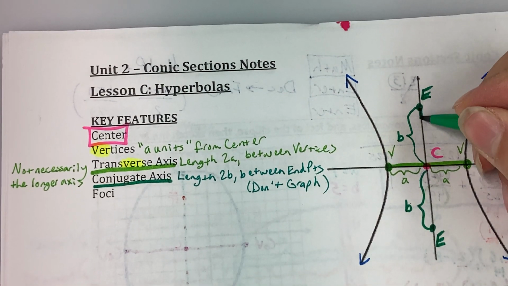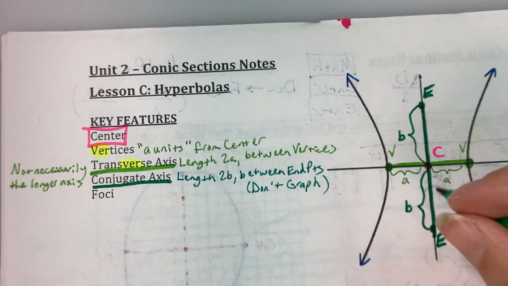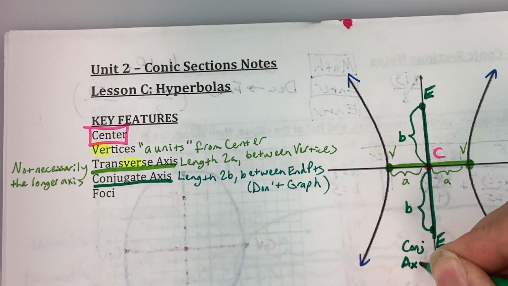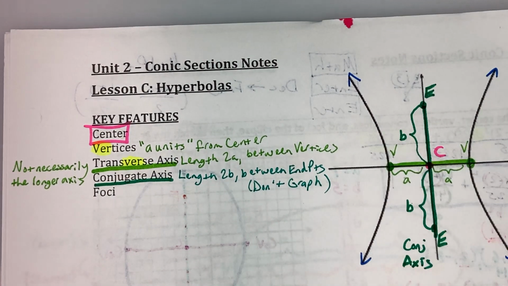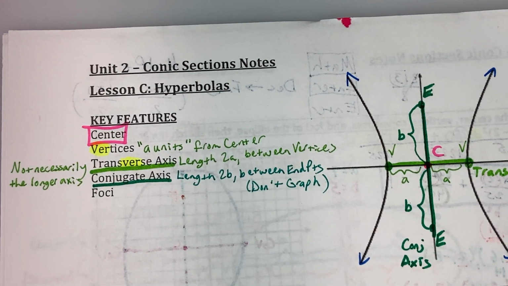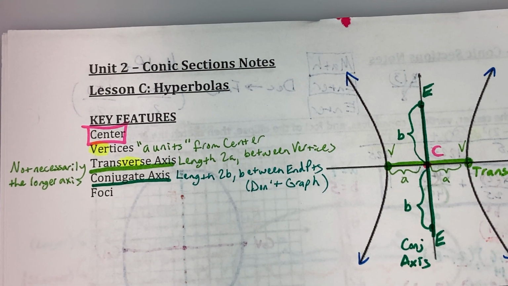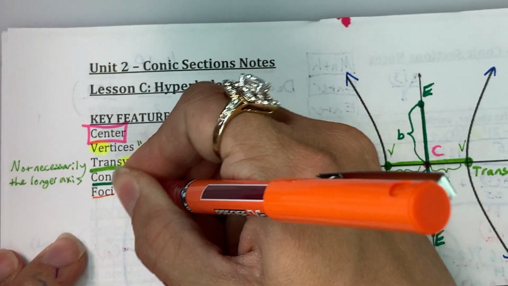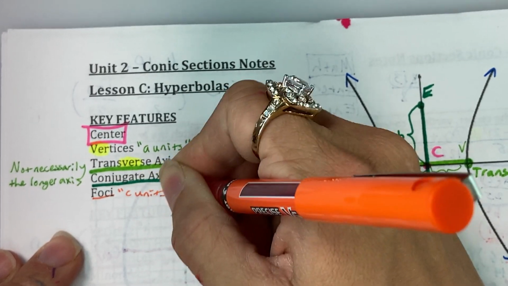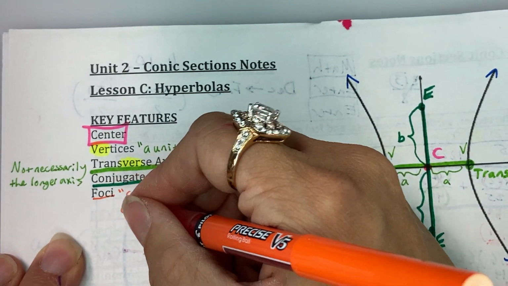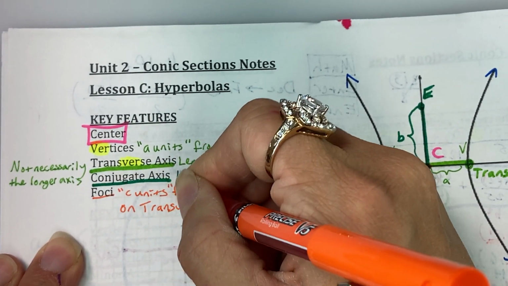Now, this length is the conjugate axis, whereas this length between the vertices is our transverse axis. Transverse, think vertices. We do have foci, which, similar to ellipses, are c units from the center. And these are always on the transverse axis.